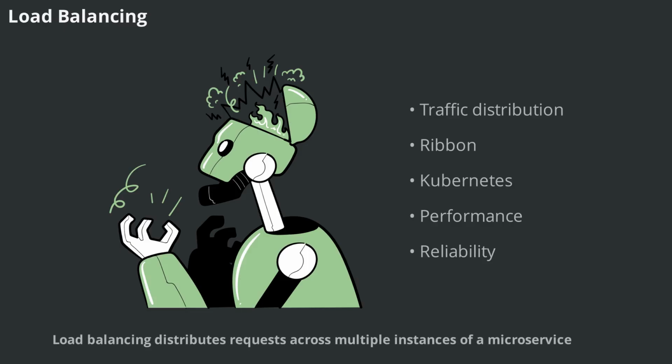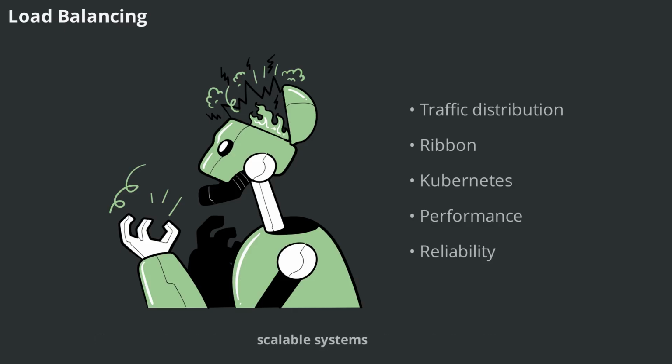Load balancing distributes requests across multiple instances of a microservice, improving performance and reliability. Tools like Ribbon and Kubernetes provide load balancing features. Interviewers may ask about strategies for balancing traffic, handling failures, and optimizing resource usage. Mastering load balancing techniques will help you design efficient, scalable systems.